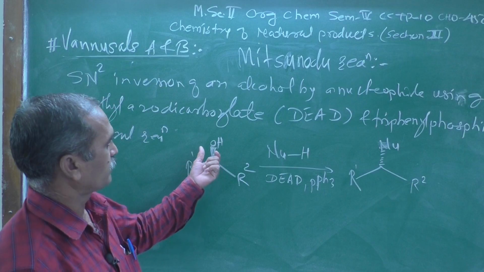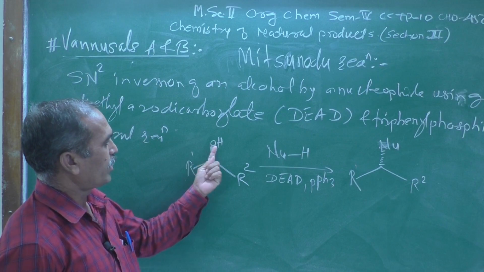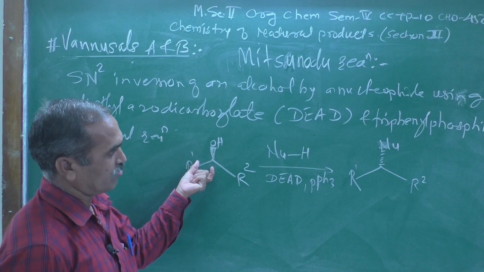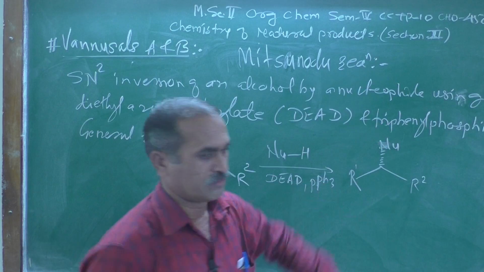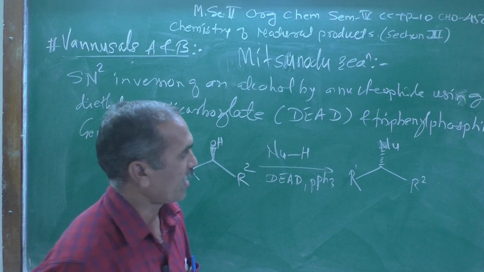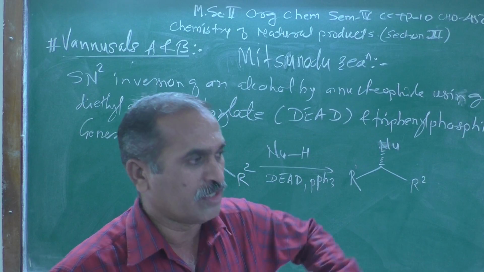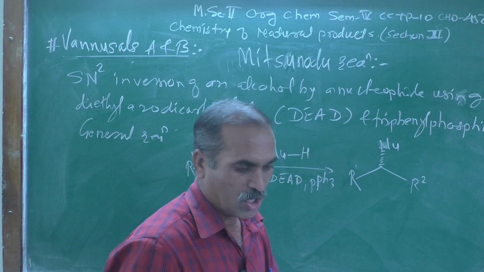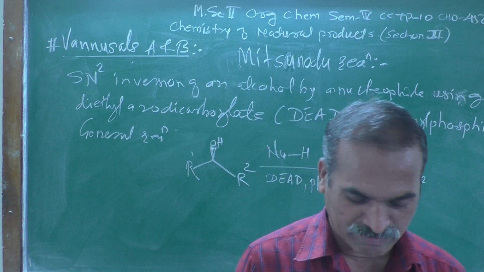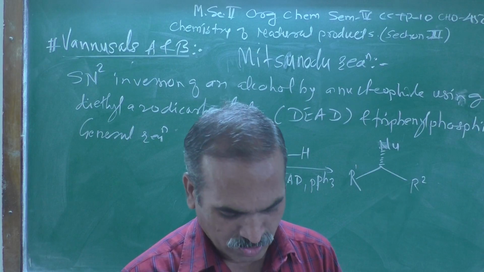So, see here, you can clearly observe the hydroxy group is above the plane here. Whenever the nucleophile is attacking, it is from the back side, meaning it is below the plane. Definitely there is an inversion of the product observed. So, this type of reaction is generally known as a Mitsunobu reaction.